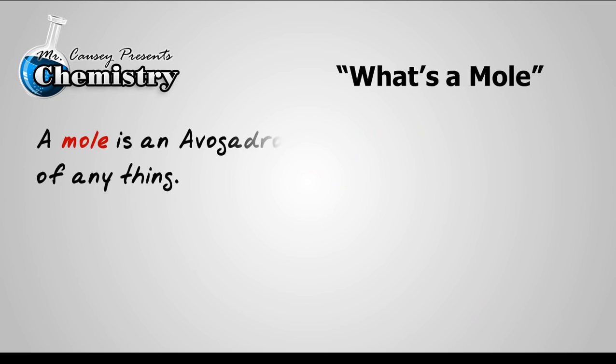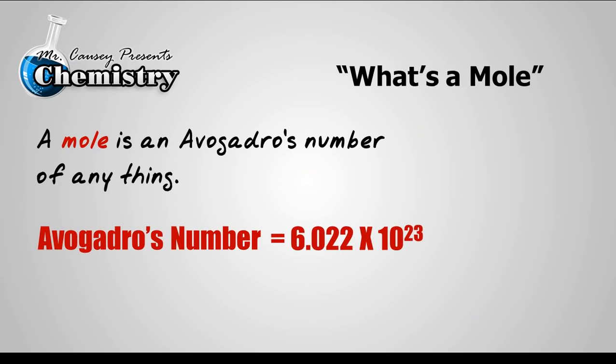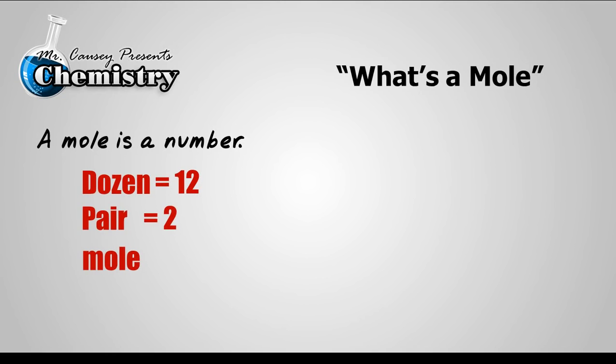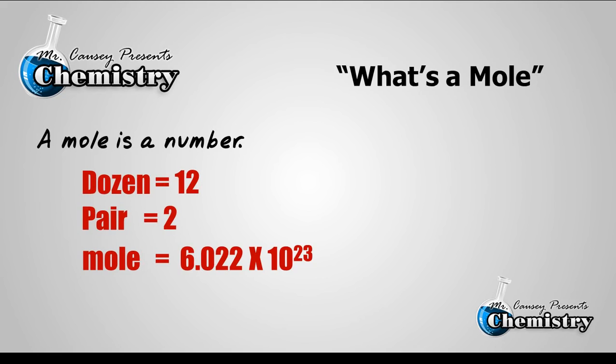So, what's a mole? A mole is an Avogadro's number of anything, and Avogadro's number is 6.022 times 10 to the 23. That's an important number, and that's what a mole is. And a mole is just a number, like a dozen is 12, or a pair is 2. A mole is 6.022 times 10 to the 23, which is a humongous number. But that's because atoms are so small.